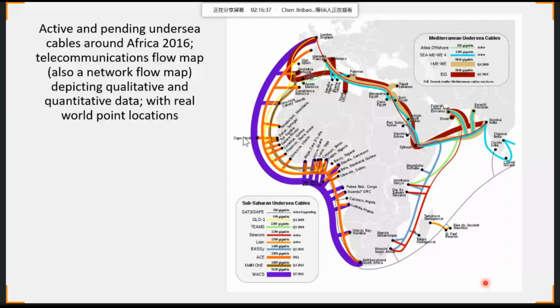So again, you have color for qualitative information. That's the name of the different cables. And the width of the lines is about the quantitative information.